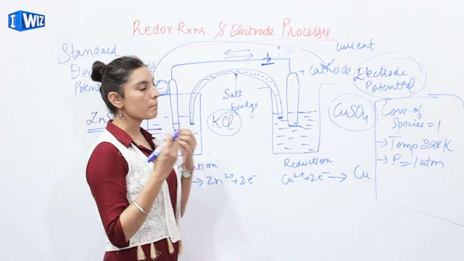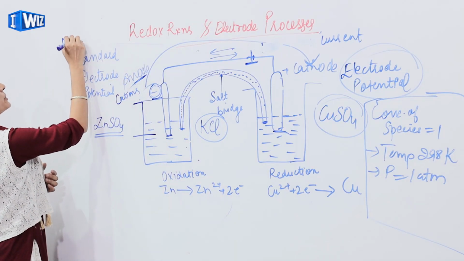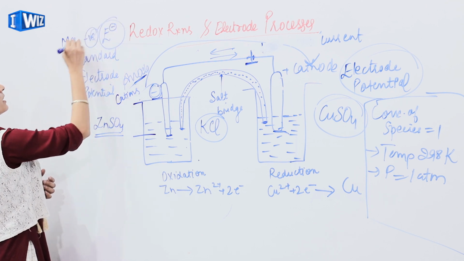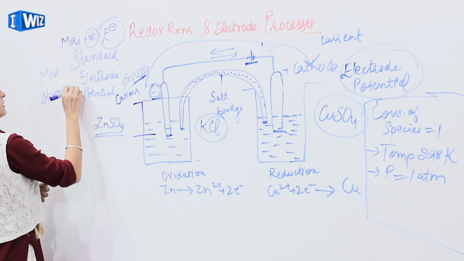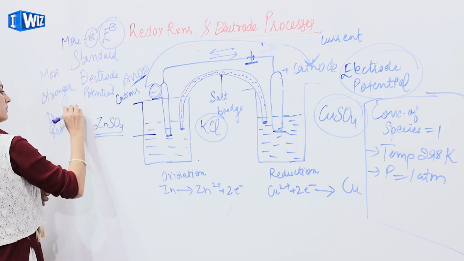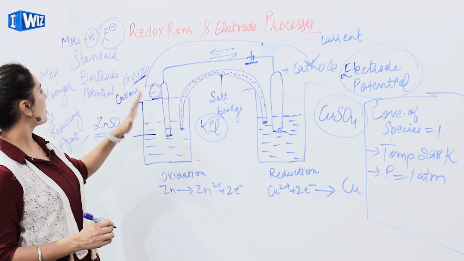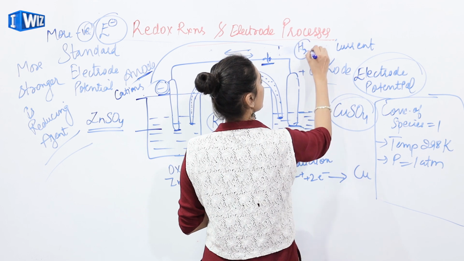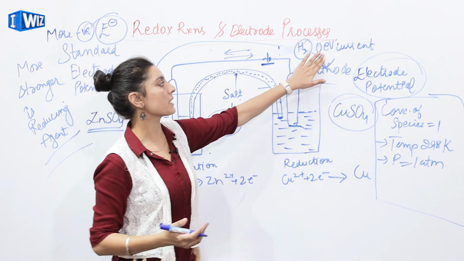So there is one important thing associated with it. The more negative the value of the electrode potential, clear, the stronger is the reducing agent. And we have studied about the electrode potential. Standard electrode potential for hydrogen is 0 volts, we could say that.